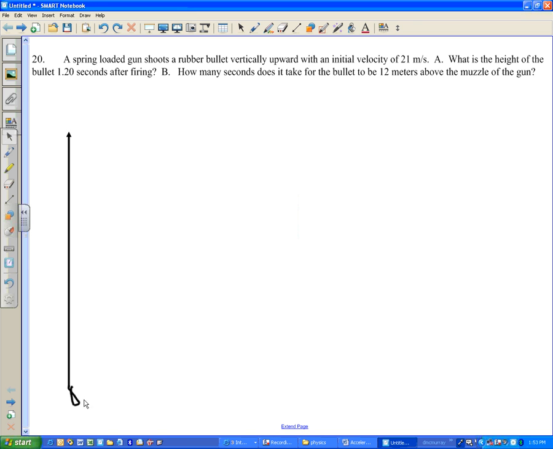We have this lovely bullet down here, and that bullet's going to be traveling at an initial velocity of 21 meters per second, right? So we have this initial velocity, which we're going to call VI, of course, and that's 21 meters per second. We also are going in the vertical realm, so A equals that of gravity, which is negative 9.8 meters per second squared.